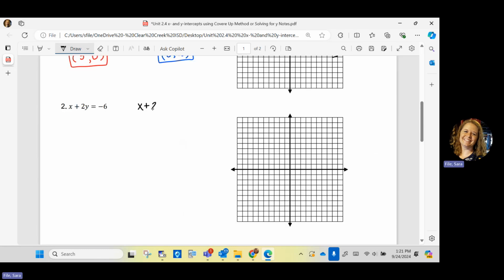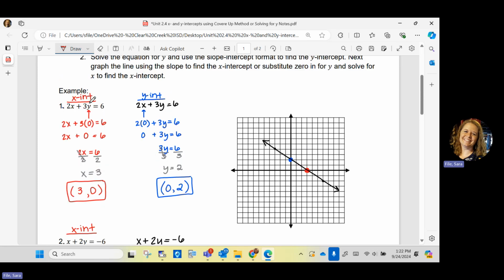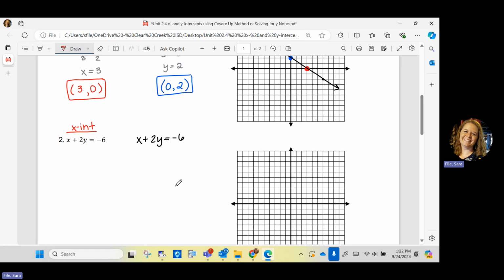x plus 2y equals -6. Okay, so first I'll do the x-intercept. If I'm looking for the x-intercept, remember we said up here we would plug a 0 in for the y, but that just makes it go away. So instead of showing all that work, I'm just going to cover up the y term.